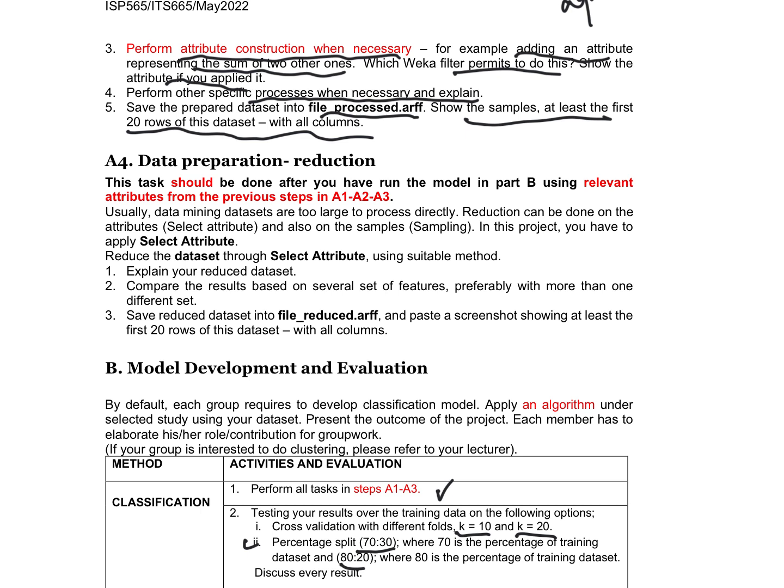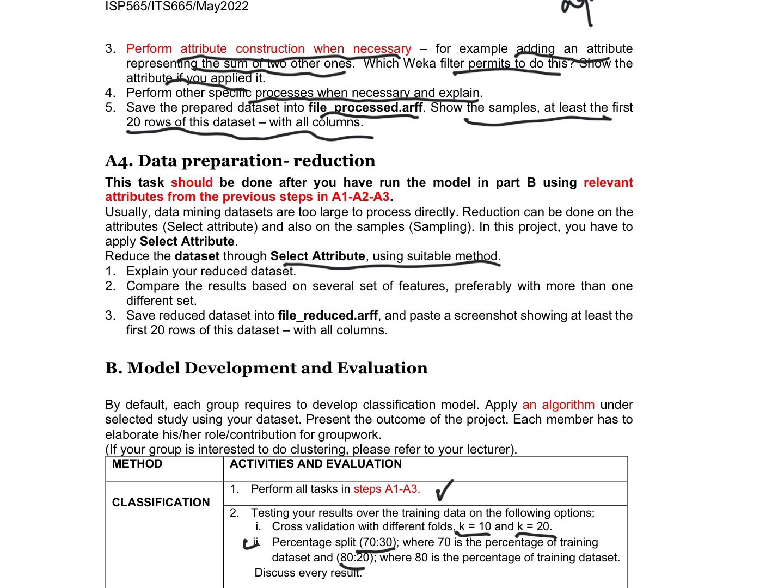So what is it? Usually in data mining, datasets are too large to process directly. Reduction can be done on the attributes, select attribute, and also sampling. In this project, you have to apply select attribute, reducing the dataset using a suitable method. We have actually learned this in class, how to choose which attributes. So for this project, you first use all the data as it is. That is why you run the data first, get the result, and only then apply data reduction.